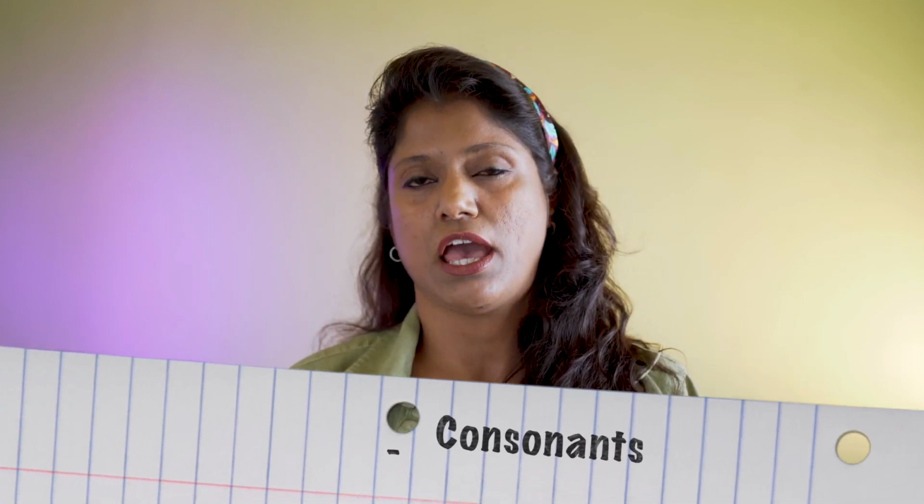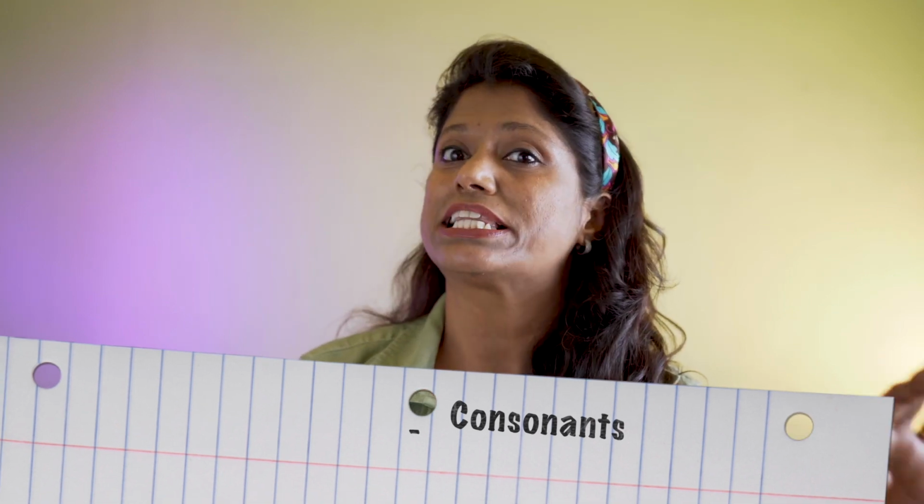So the remaining 21. Now we know there are 5 vowel letters. So what are the remaining 21? These are called consonants. But these are just consonant letters again. Although there are 21 consonant letters, there are more than 21 consonant sounds. And today I am going to take you through a few consonant sounds.